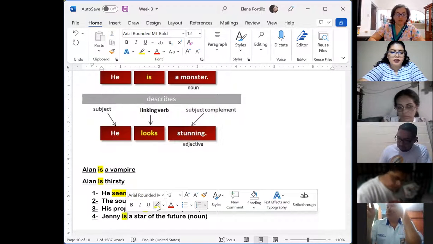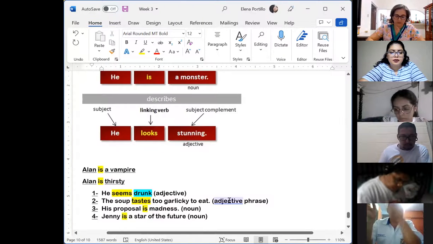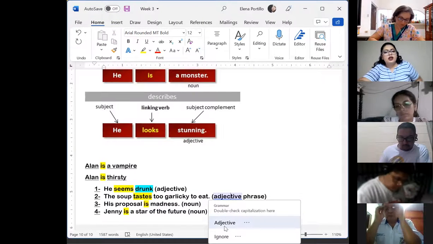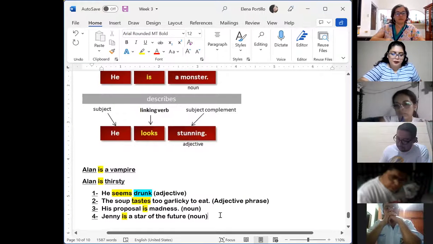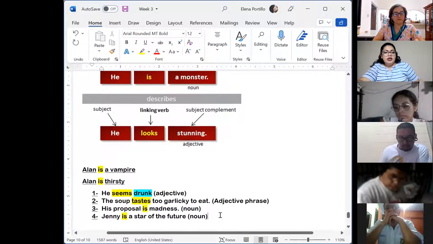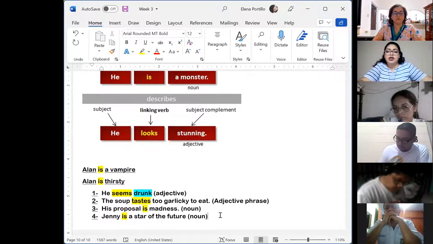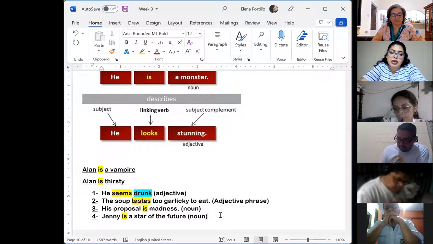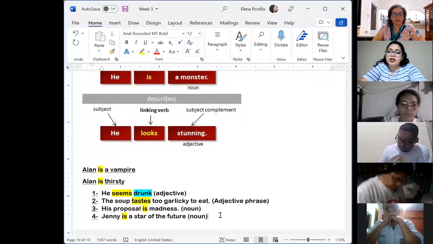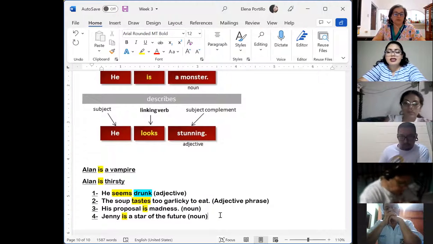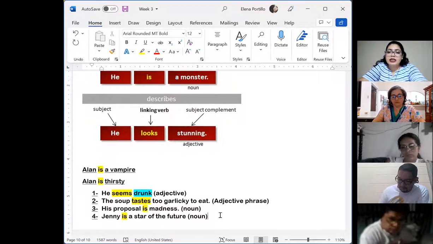Then we have the linking verb. So in this case, it's not something really hard to understand, because we know that we have some verbs that help us to link one thing with the other, and they can function as an adjective or as a noun. But in this case, it's not the linking verb that is functioning as an adjective or as a noun. It is the complement.